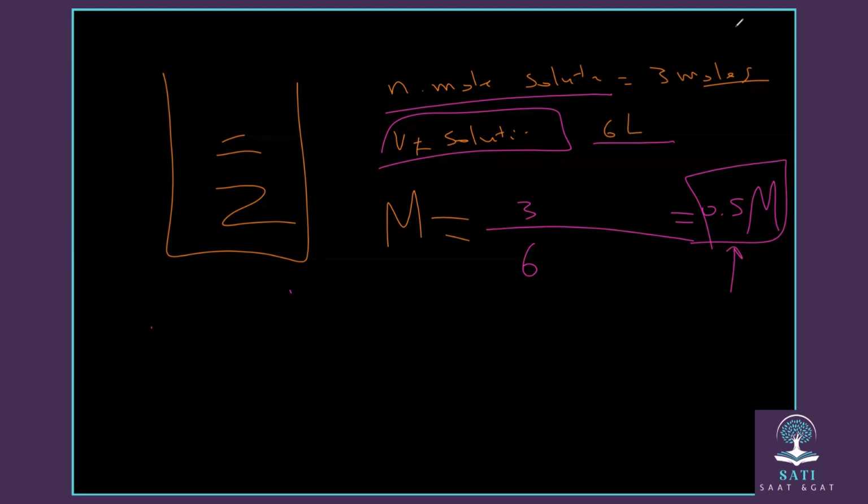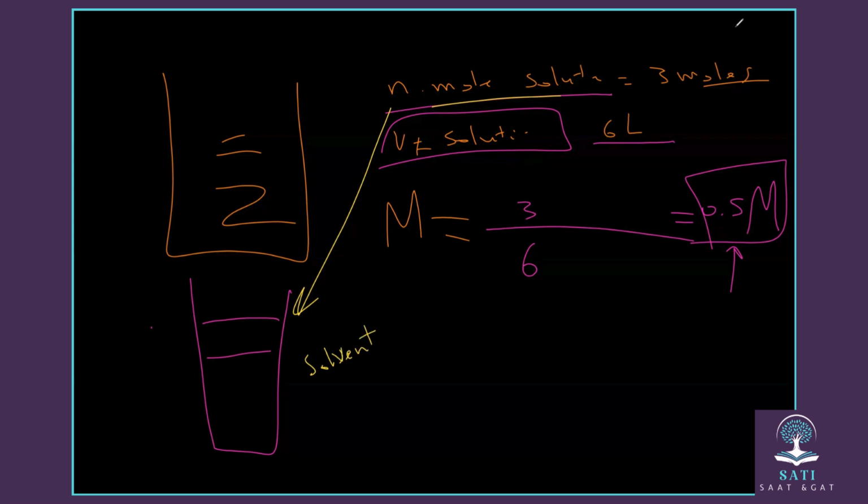Okay, what about if it is molality? If it is molality, same thing here. Number of moles of solute, and we just have solvent. The solvent can be water or anything else. So solvent here is, for example, 12 kilograms. In this case, how can we find the molality? Molality is a small m.